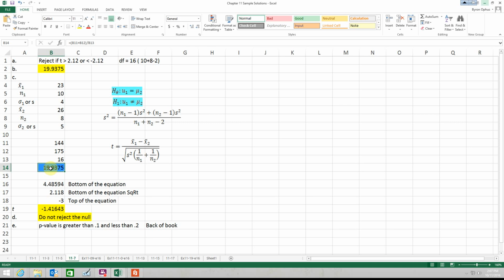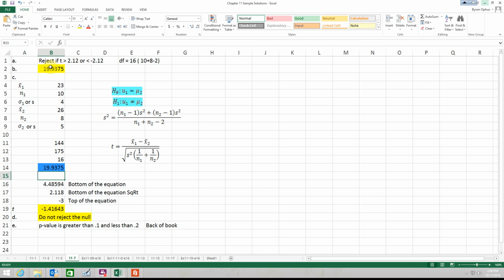I said this is simply equal to my 144, and again I got that from the first half of the top, okay, plus the second half of the top, okay, and I'm going to need parentheses around those, and then divide that by the bottom, or my degrees of freedom. Okay, so I end up with 19.9375, and there's my answer for B.